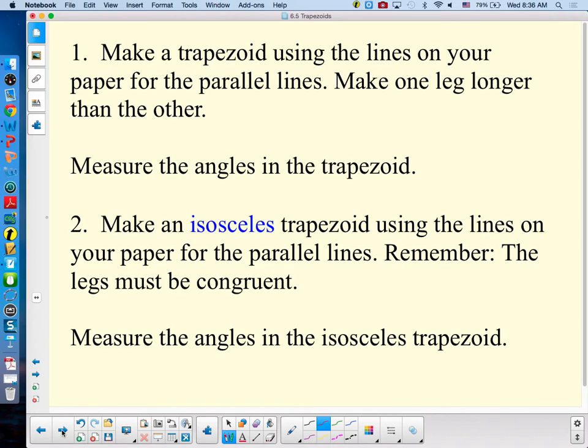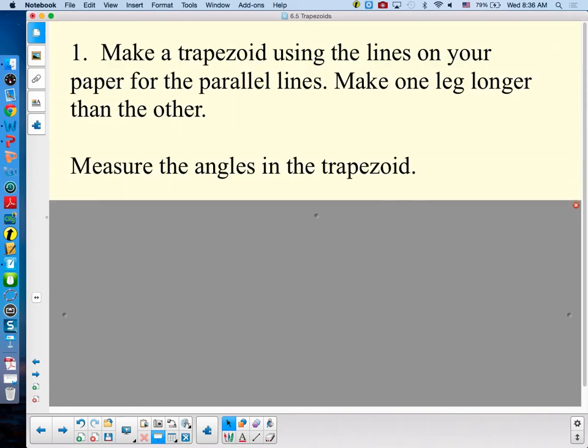Okay, here's an activity that I need you to do. Actually, two activities. I'm going to cover up part of it here. Okay, the first one, I need you to make a trapezoid using the lines on your paper for the parallel lines. Make one leg longer than the other. Measure the angles in the trapezoid. So to clarify the directions here, you're making a trapezoid on your paper. So use one line on your paper and then go down. You're going to be doing some measuring with a protractor, so maybe go down about 4 lines to give yourself good space. More is better than less.